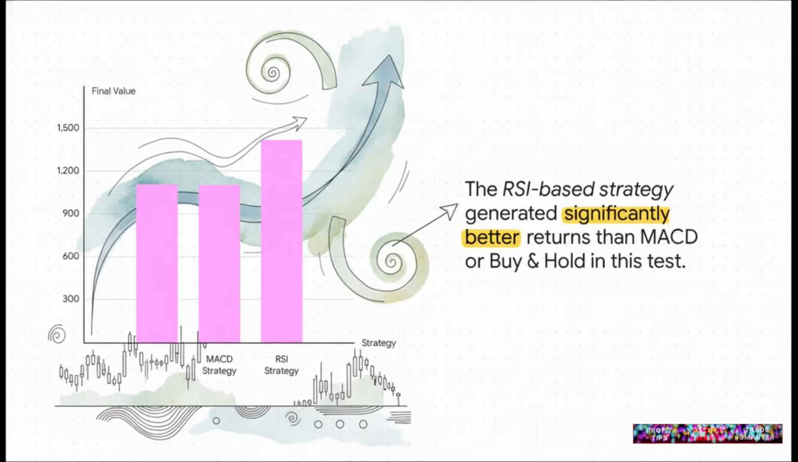And here's what that looks like in a super simple chart. Look at this. The MACD strategy, it actually made less money than just buying and holding. That's a lot of work for a worse result. But the RSI strategy, it clearly outperformed. This is the kind of objective, data-driven insight that helps you move from just gambling to actually building a strategy.